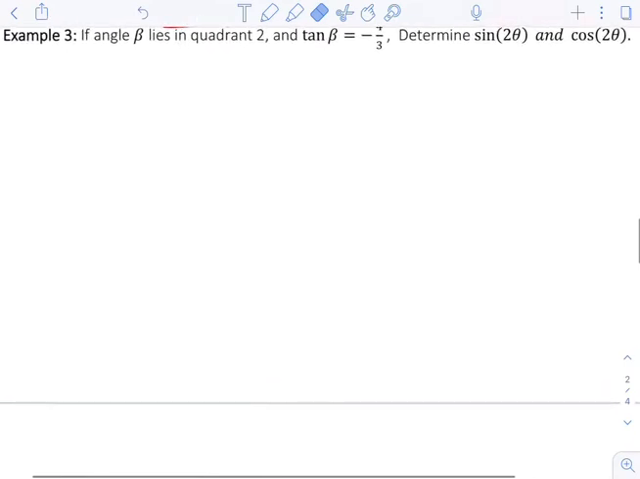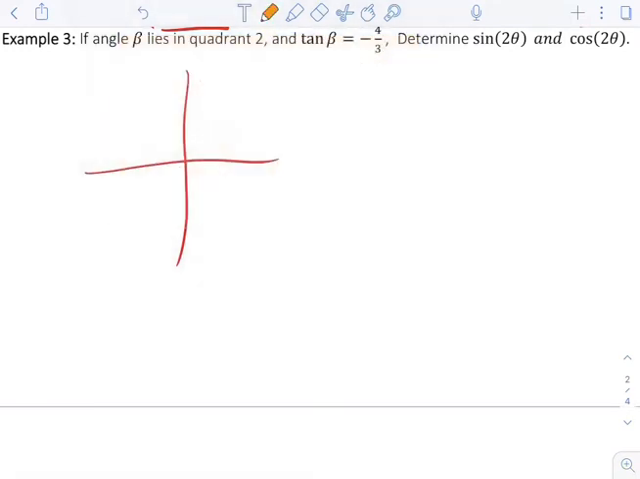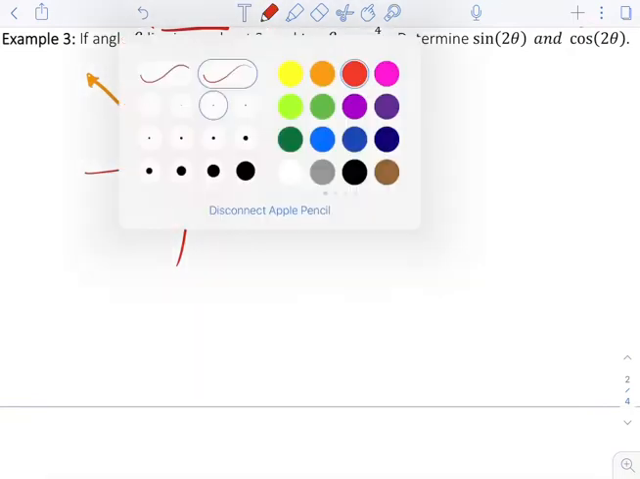All right, let's look at the next one. Let's suppose we have some angle, we call it beta, that lies in quadrant 2. So that's some good information for us. So I'm going to draw that out. Then it tells me tan B is equal to negative 4 over 3. So I'm going to make this triangle here. Let's use a different color.